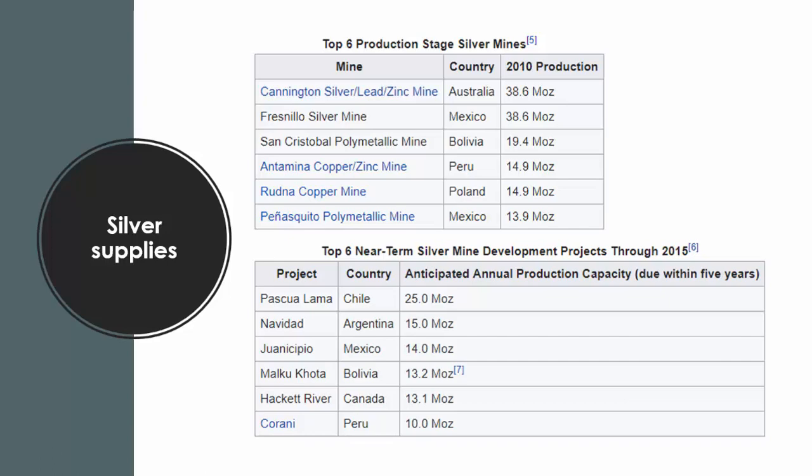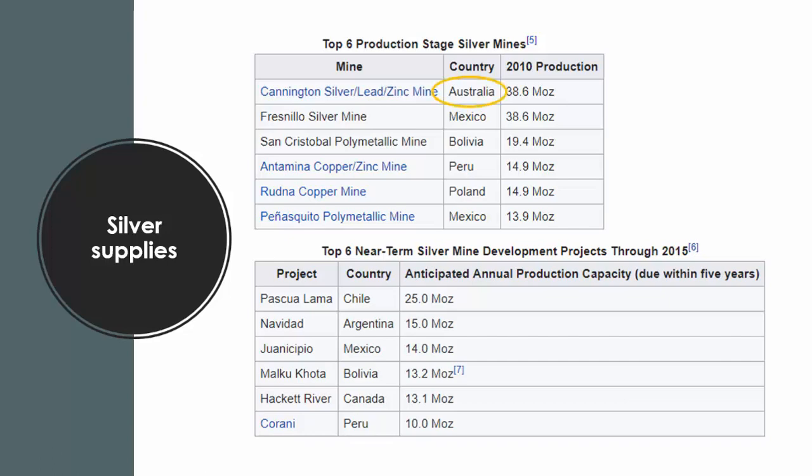Poland, and Mexico. And then down below you see here top 6 near-term silver mine development projects through 2015. These are in the pipeline and on the way. And you can see again Chile, Argentina, Mexico, Bolivia, Canada, and Peru. What's the pattern here? The Americas are a huge player when it comes to silver mining. Most of the major silver mining operations are based in American countries, both North America and South America. Particularly in South America, you've a huge number of countries there specializing in silver mining.